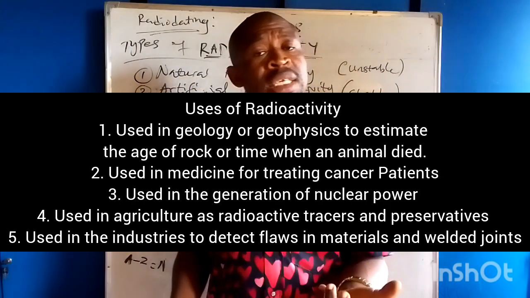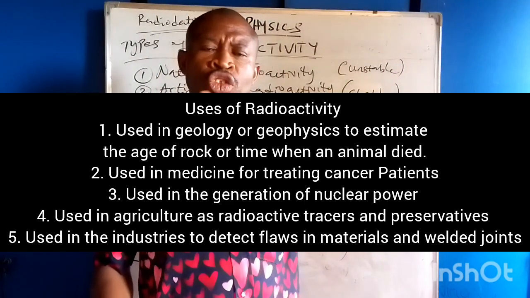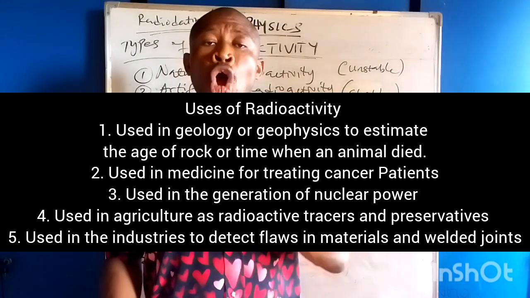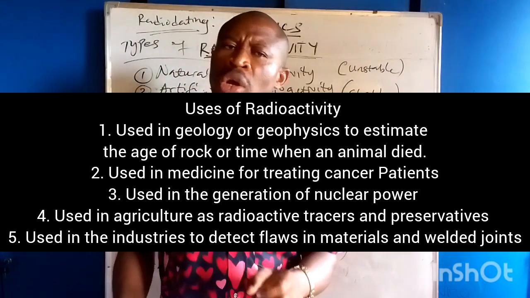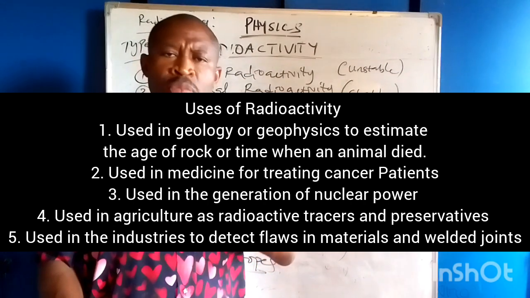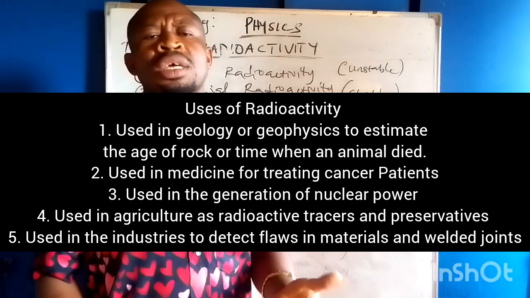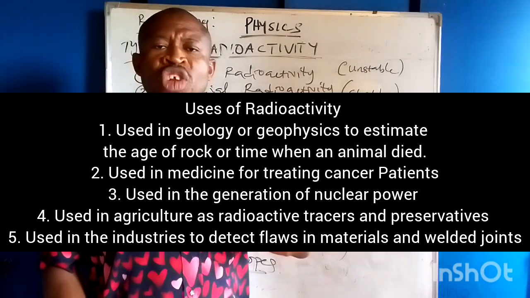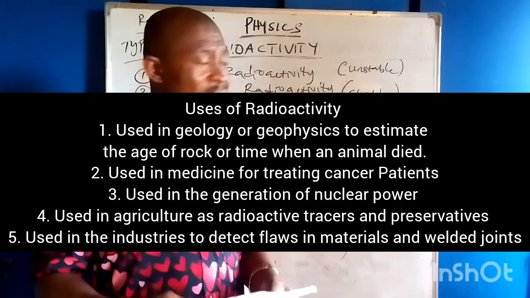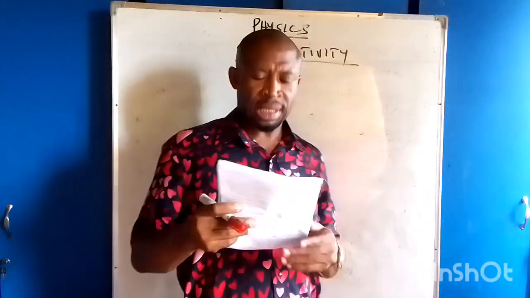You can also tell them that radioactivity is used in industries to determine flaws in metal casting or welded joints. You can also tell that it is used in medicine. Instead of telling us that it is used in radiotherapy, full stop, no. Tell us that it is used in medicine for treating cancer patients. So it is used in medicine for treatment of cancer patients and all the rest of them. So we can now go ahead to take several calculations. We'll take the first question.